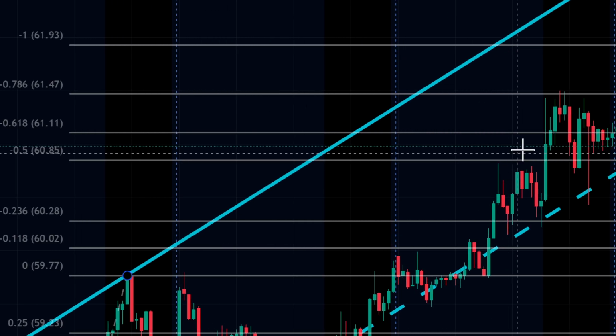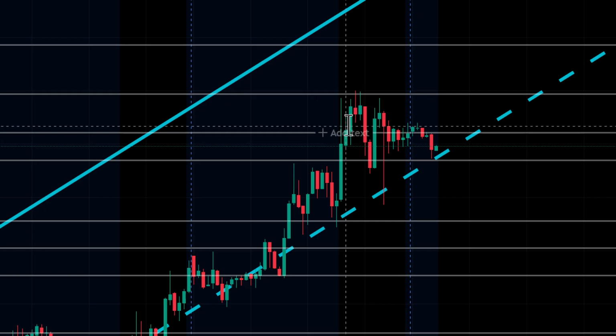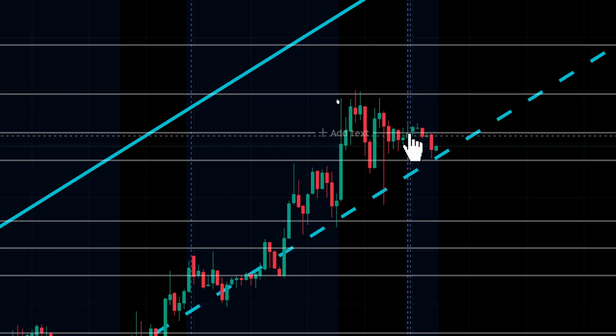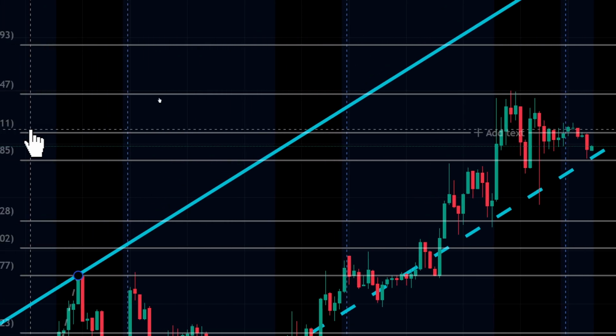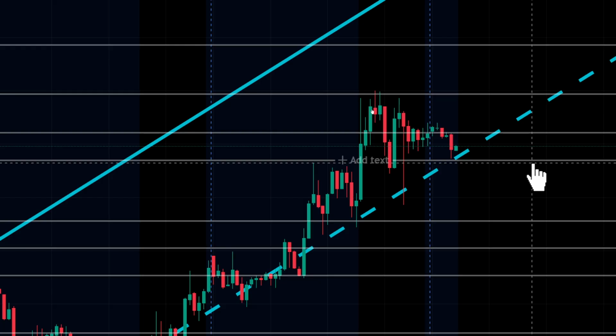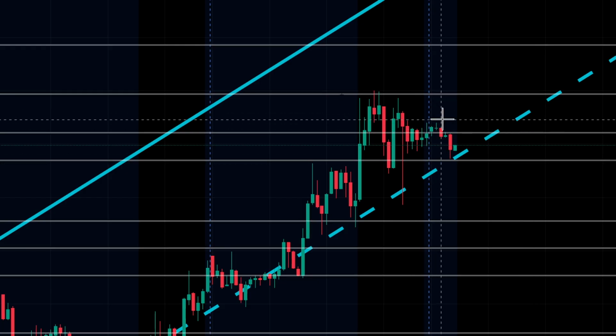Let's see what happened around the 50 and the 618. Broke the 50, went up, came back down to the 50, to the trend line, back to the 50, or is that the 618? Excuse me, 618. Notice how it's chopping on that 618 and the trend line. This is interesting.